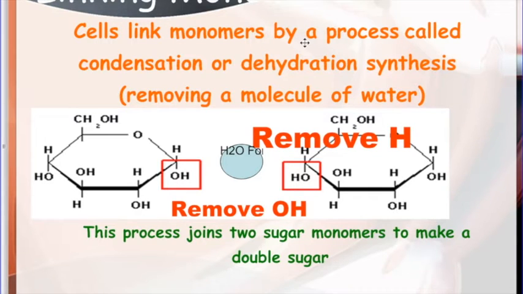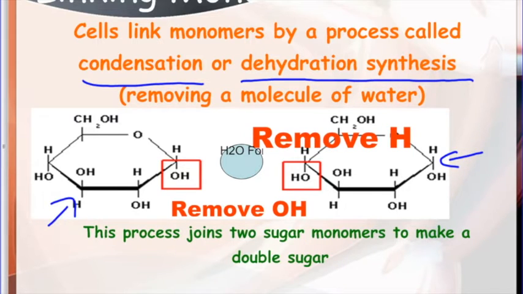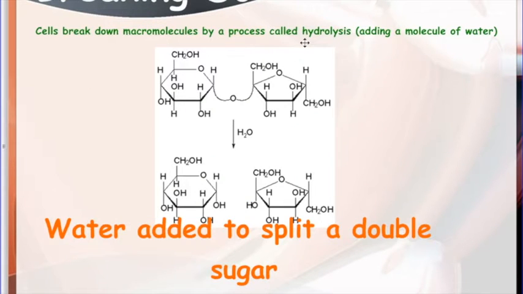Macromolecules are built by a process called condensation or dehydration synthesis. 2 sugar monomers are joined by the removal of an OH from one sugar and a hydrogen from the other sugar, and these form a water molecule. Ultimately, a water molecule is removed from the two glucose sugar molecules. On the other hand, polymers are broken down by a process called hydrolysis, which is the opposite of dehydration synthesis. In dehydration synthesis, water is taken away, but in hydrolysis, water is added.